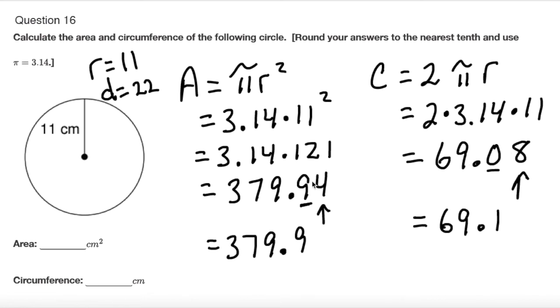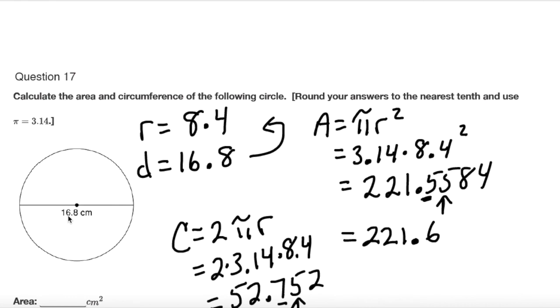We're going to round to the nearest tenth, so we're going to take the second place. If it's 5 or greater, you would move this 9 up. It's not, so we keep it as 379.9. But since this is an 8, that's going to move this 0 up 1 place to a 1.